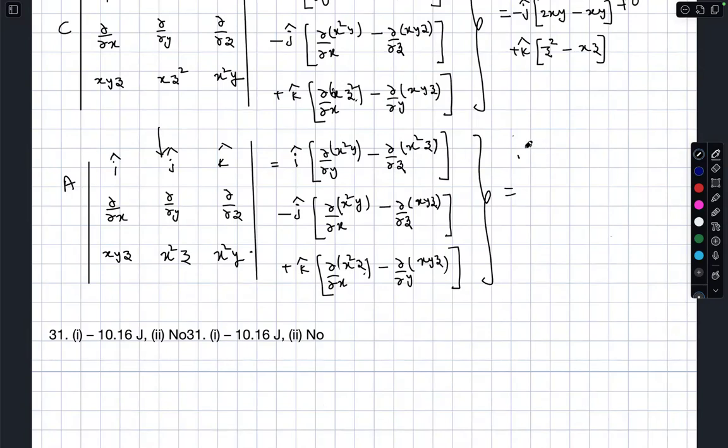We need to check all these terms. This is equal to 0 times I cap. Next, 2xy, minus xy, J cap. K cap times 2xz minus xz.